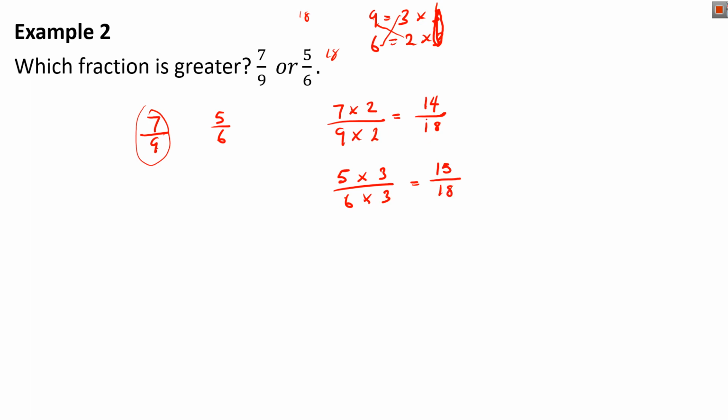And see now. So this one is 14 over 18 and 15 over 18. Which one is greater? 15 over 18, right? So that means that this 5 over 6 is greater than 7 over 9. This is an equivalent of 5 over 6. That means that 5 over 6 is greater than 7 over 9. Even though this one looks big, this one is greater. 5 over 6 is greater than 7 over 9 because 5 over 6 will give you 15 over 18, while 7 over 9 will just give you 14 over 18. That means this one is 1 mark higher.